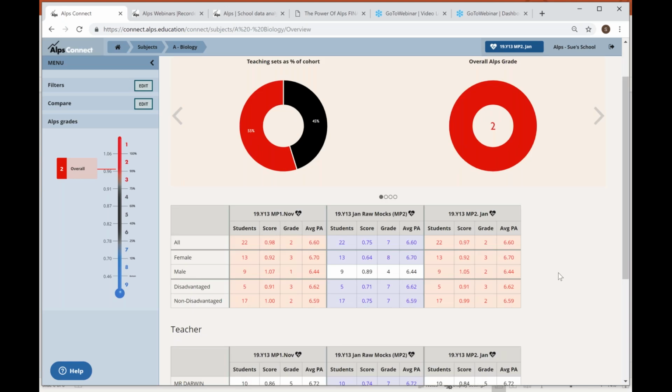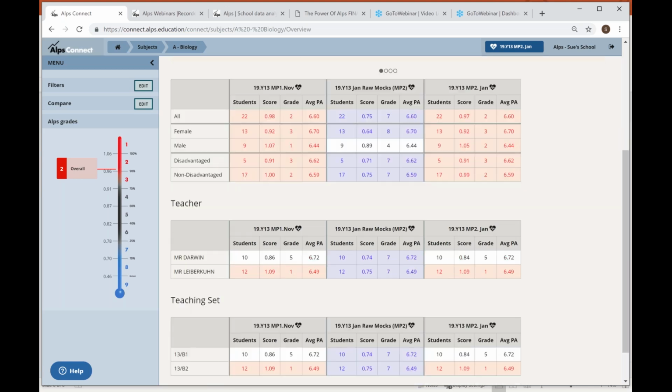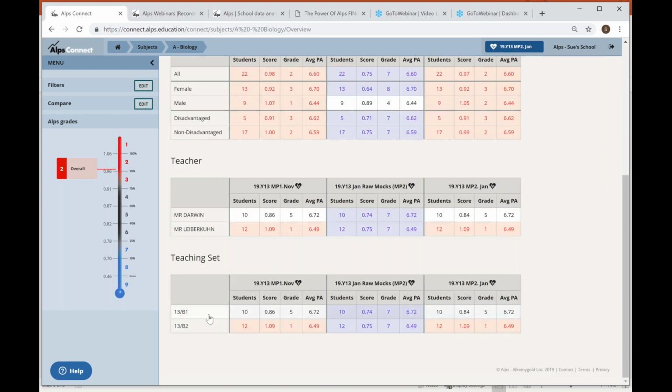I don't have to put my teachers in, but I have done. And I don't have to put my teaching sets in, but I have done. Now I can already see here that B1 and B2 is quite a big difference in their Alps grade. And I might be able to ask some questions around that and get a little bit more information.